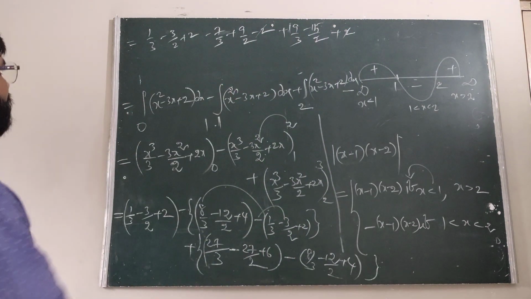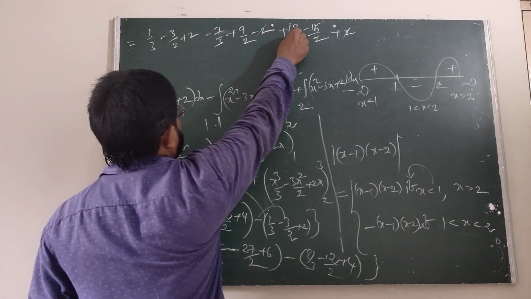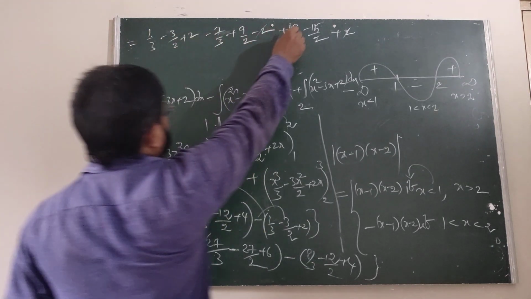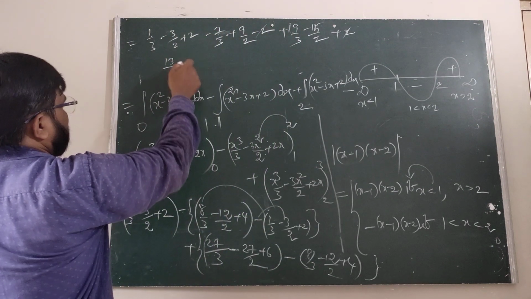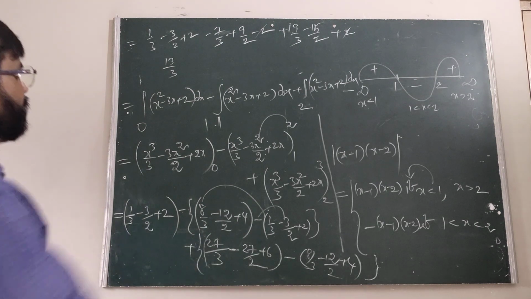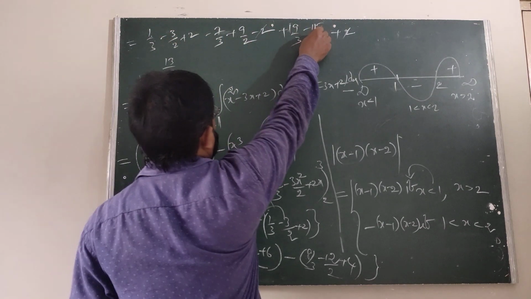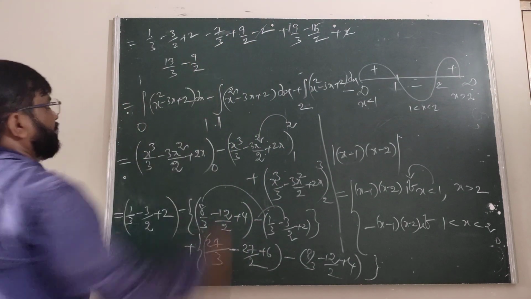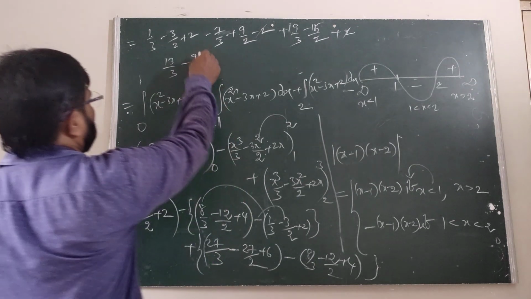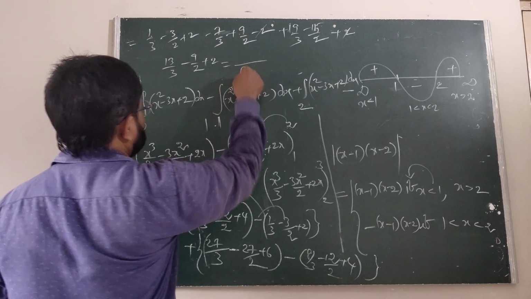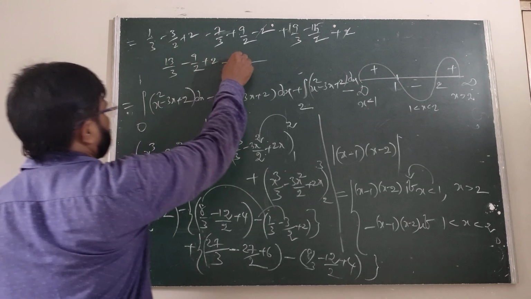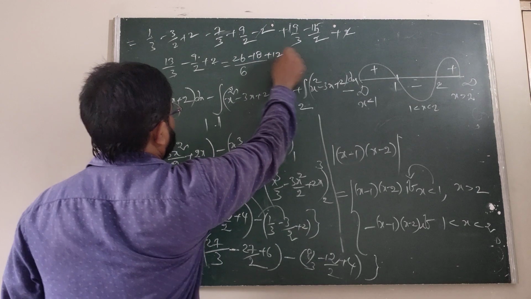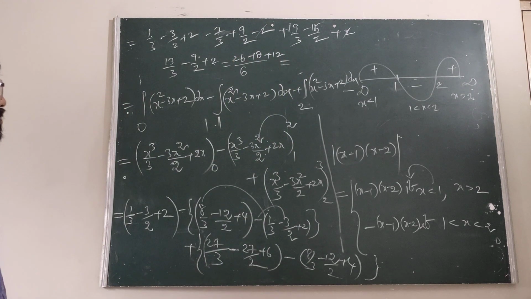Now observe here, 1 plus 19 is 20, and 20 minus 7 is 13. Yes or no? Now we can take here minus 3, minus 15, minus 18. That is minus 18 minus 9, which is minus 9 by 2. Then you can take the plus 2 there. After that we are taking the LCM, which is 6. Now 13 2s are 26, and minus 18, 6 2s are 12.